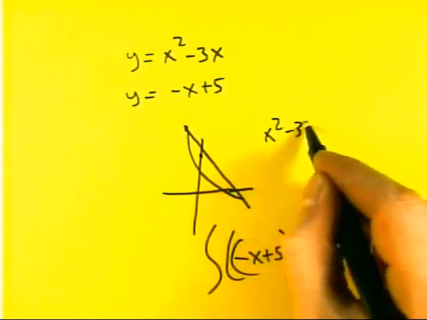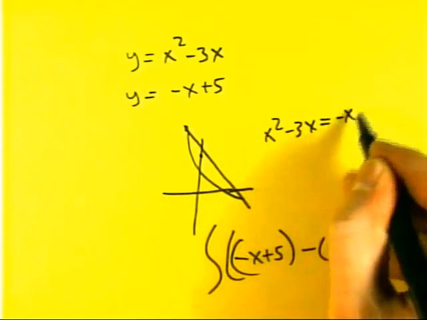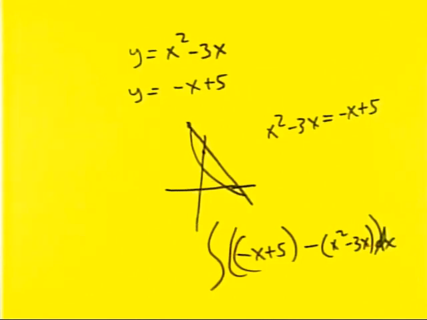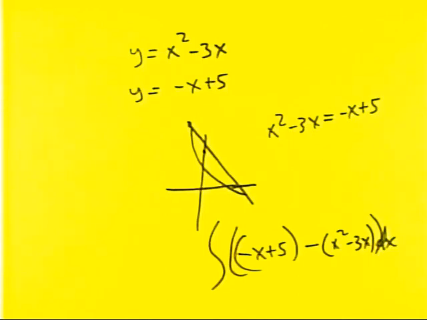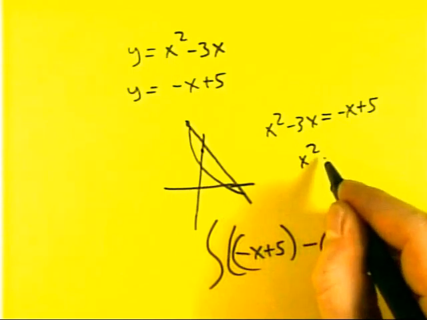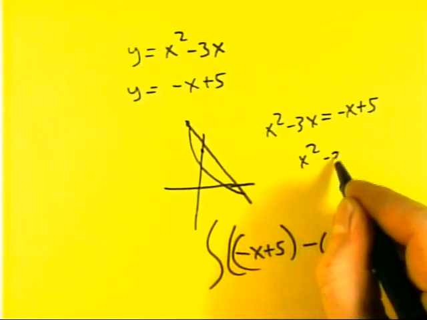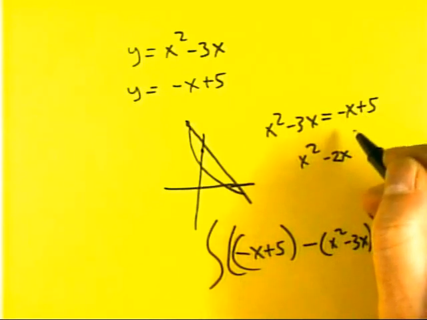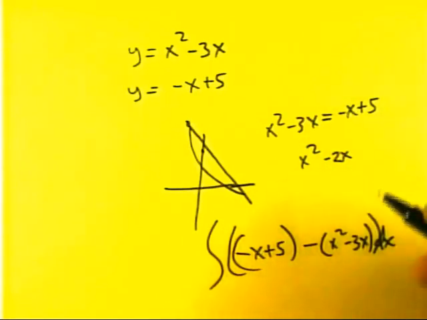You said set them equal to each other, and so what do we do from there? Okay, you're going to add x to both sides, and subtract 5, so you get it equal to 0. So x squared minus 2x minus 5. Minus 2x minus 5. It didn't work like I wanted it to.